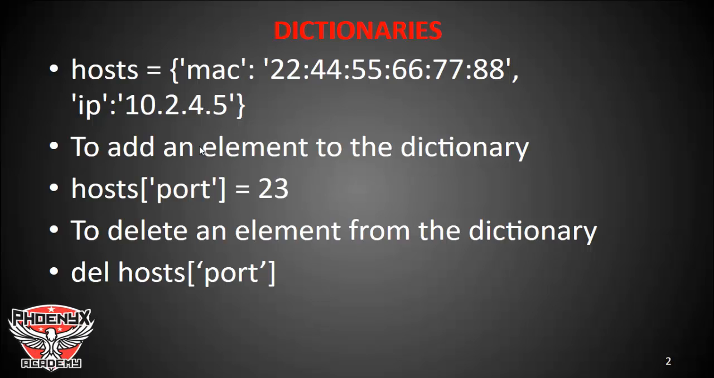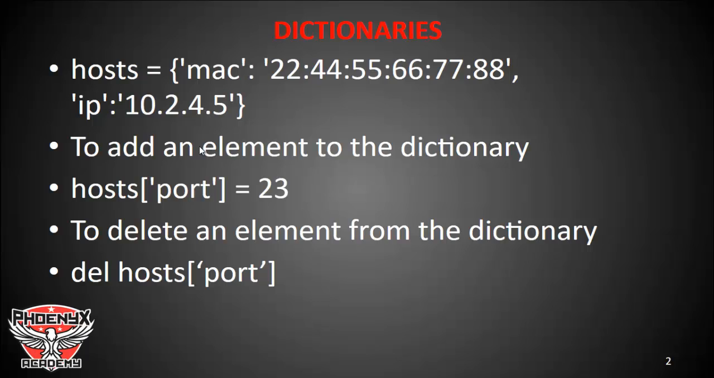To add an element to a dictionary, we write the name of the dictionary followed by the key in square brackets, and then followed by an assignment operator, and then followed by the value of the associated key. And to delete an element, we just write the del keyword, followed by the name of the dictionary, and then followed by the key of the key-value pair that we want to remove. So just write the key in square brackets.